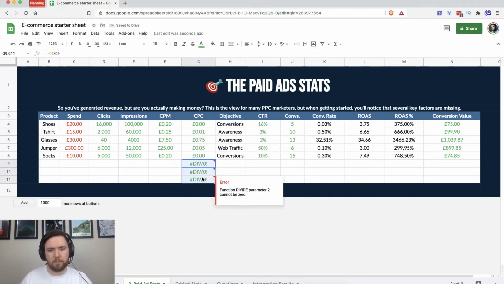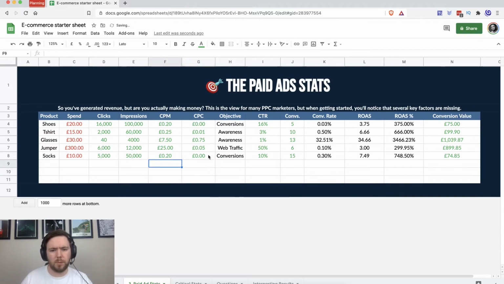We can just get rid of that. Now why that is 0 is probably there we go. Let's just do that for all of these columns actually. Just expand that. Okay, so we've got some extremely low cost per clicks here. Extremely low. That's very exciting.